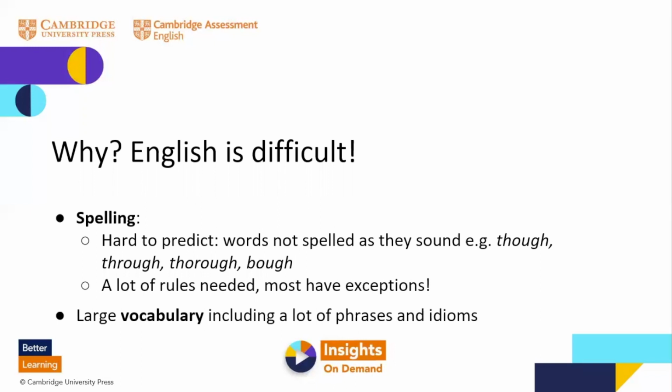Some patterns can be learned. For example, saying I before E, except after C, with the exception of neighbor. But then again, there's always going to be exceptions to these, even if we learn the patterns. We'll come back to spelling errors in a moment. Another problem of English is its large vocabulary.